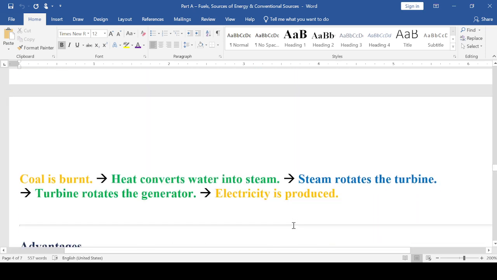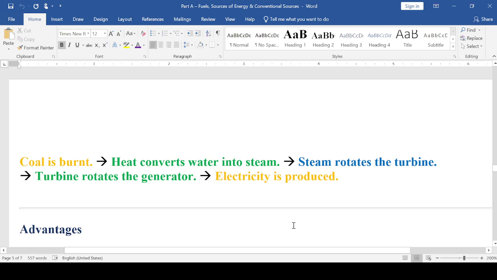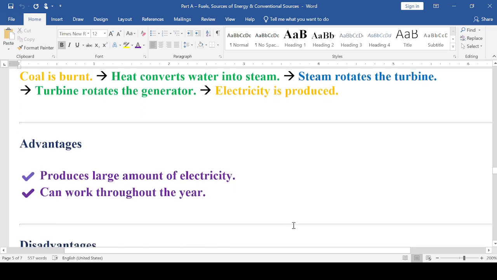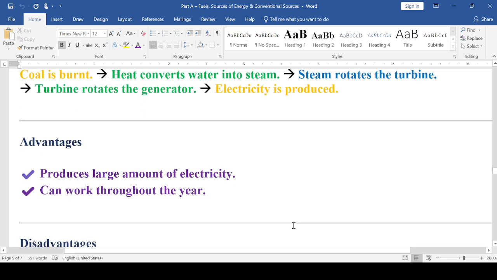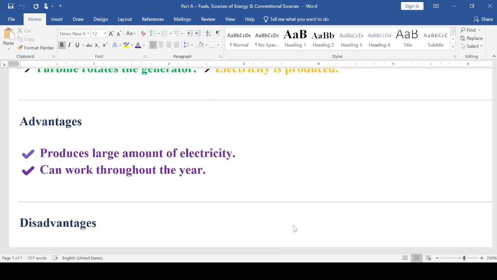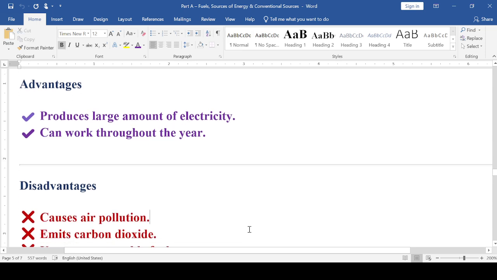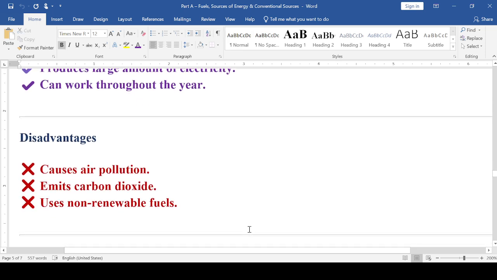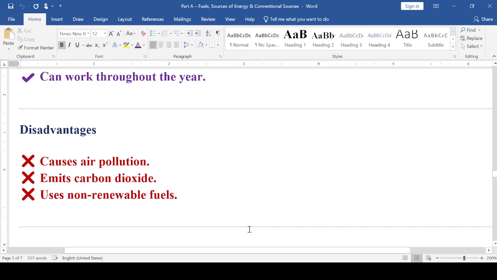The working: coal is burned. Next, the heat converts water into steam. Then the steam rotates the turbine. The turbine rotates the generator and electricity is produced. Advantages: it produces a large amount of electricity and it can work throughout the year. And the disadvantages: it causes air pollution, it emits carbon dioxide and it uses non-renewable fuels.